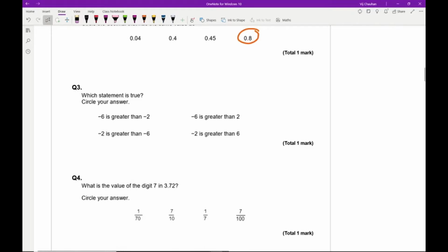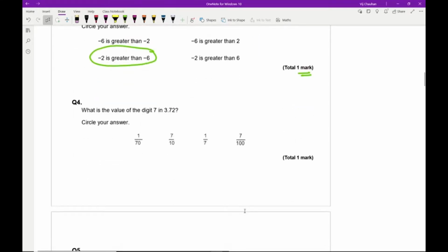Now it's really important you do read these questions carefully because sometimes they might ask you which of these is false. In this case we're looking for which one is true. So here we're just going to read through the statements and see which one is true. Well, is minus 6 greater than minus 2? No. Is minus 6 greater than 2? No. Is minus 2 greater than minus 6? Well, yes, because that is correct. And because it's only worth 1 mark, we're only looking for one of them. And obviously minus 2 is not greater than 6.